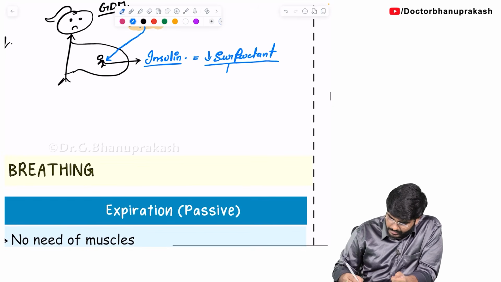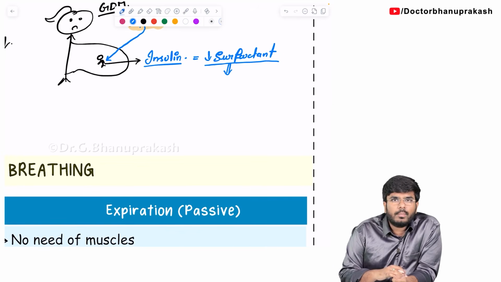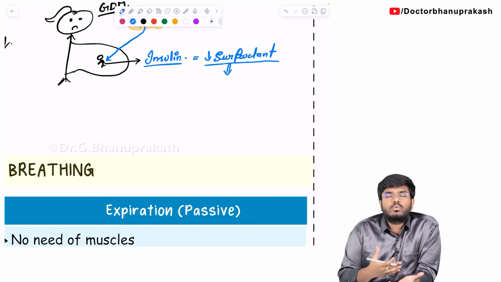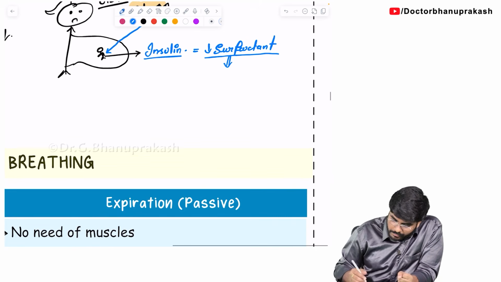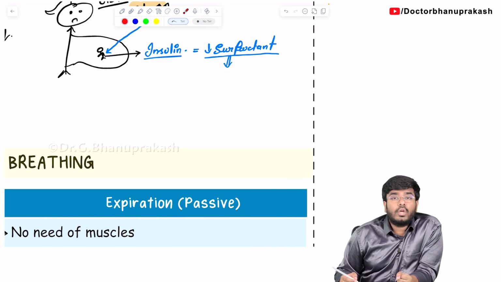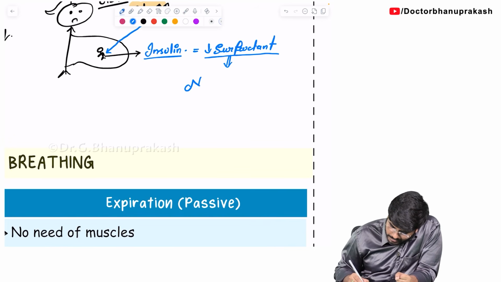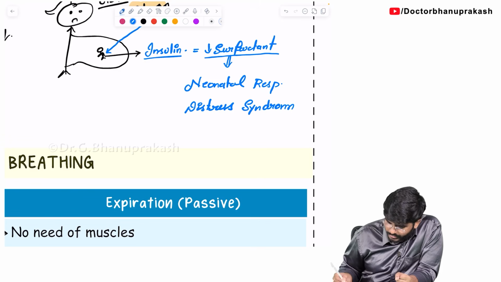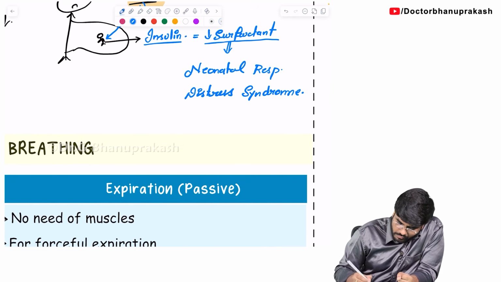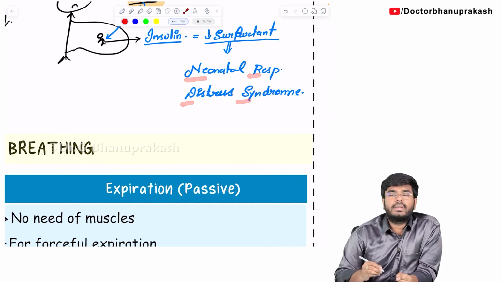So whenever this baby is delivered, do you think the baby can breathe normally? No, not enough surfactant is there. There are going to be more collapsing forces, more surface tension forces. That's going to cause respiratory distress, alveolar collapse. Without the surfactant, the baby cannot breathe normally. So that's going to cause neonatal respiratory distress syndrome. In short form, you can call it NRDS, neonatal respiratory distress syndrome.